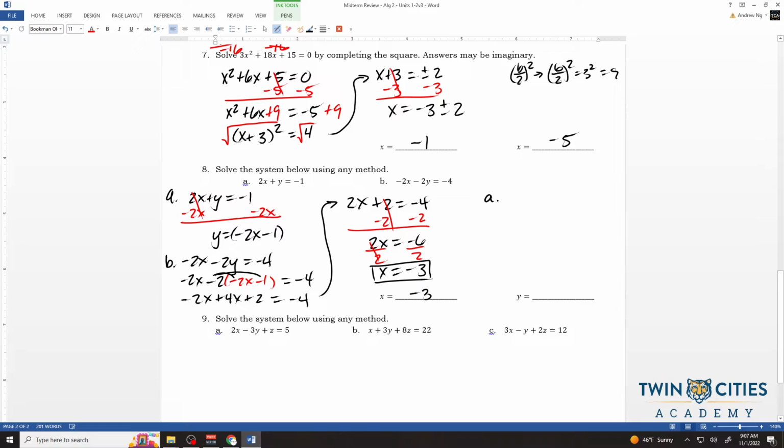That might be easiest, so let's plug that in here. I know that y is equal to negative 2x minus 1. So I'm going to plug in x equals negative 3 here. So y is equal to negative 2 times negative 3, and then still have minus 1. So y is equal to positive 6 minus 1, and y is equal to 5.